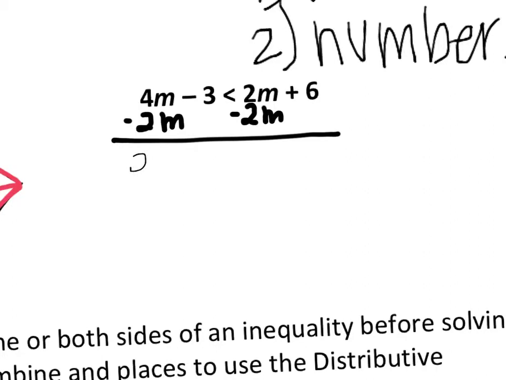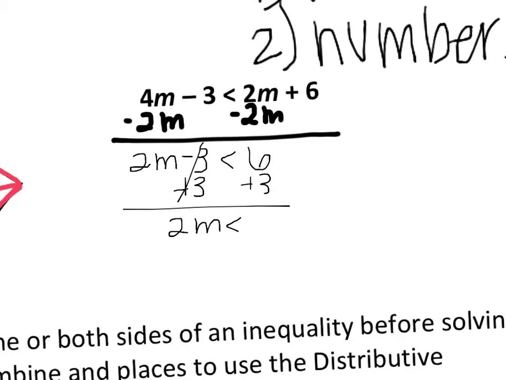So I get 2m minus 3 is less than 6. And now I can move whole numbers. So Eric, what would I do? Add 3. Good. And last, I can isolate m by doing what? Dividing by 2.